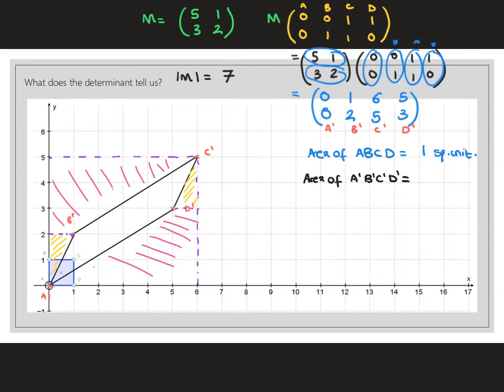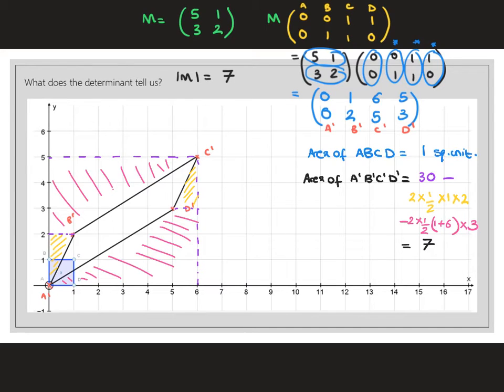And if we subtract these areas from the overall area of the rectangle, we will get the area of A dash, B dash, C dash, D dash, which we will do now. So here we go. Here's the area of the parallelogram. The calculation you can see listed here, and the area works out to be equal to 7.